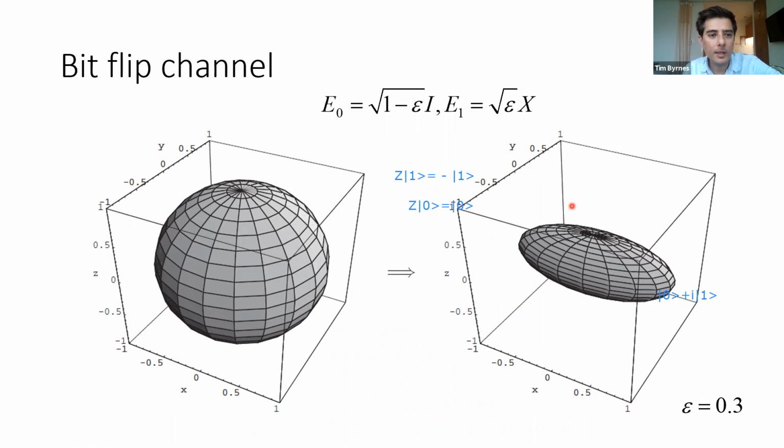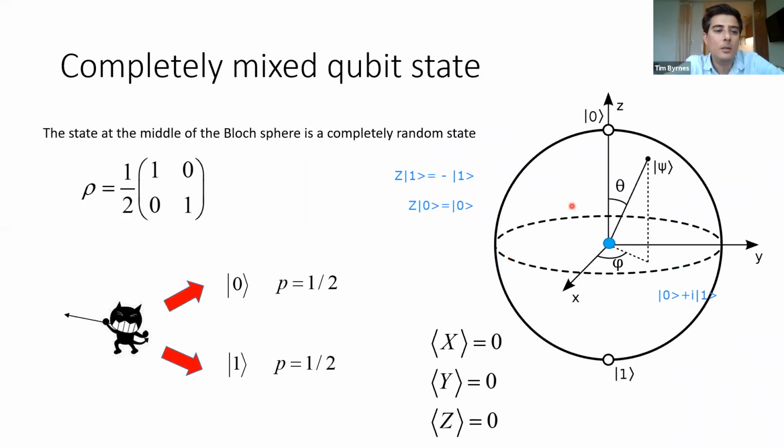Okay, so that's the bit flip channel. I mentioned this extreme case of when epsilon was equal to a half for either the bit flip or the phase flip. Let me just remove this. This state right in the middle of the Bloch sphere is a special state, because it's a completely random state. It's a state with the most randomness in it.